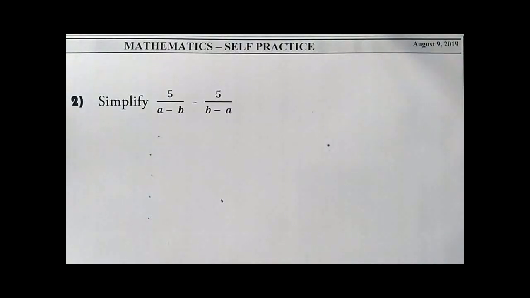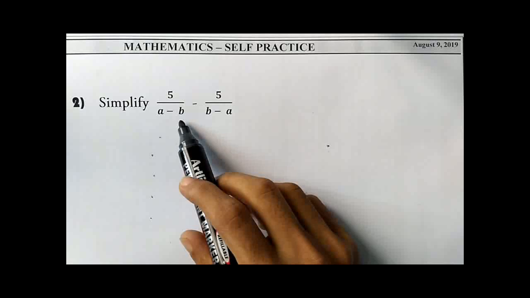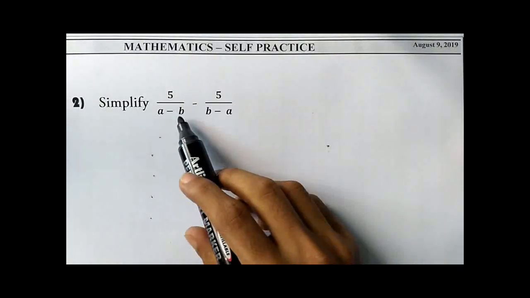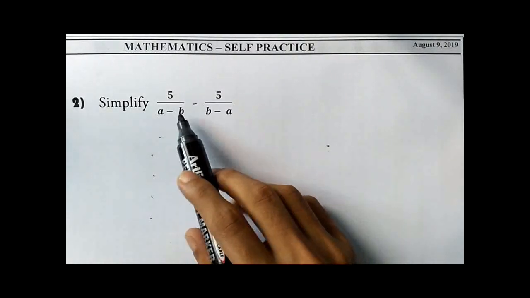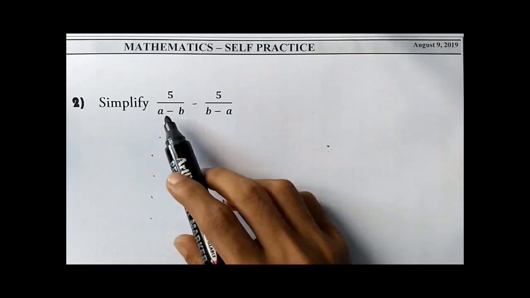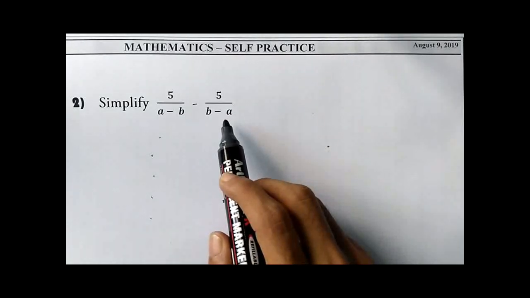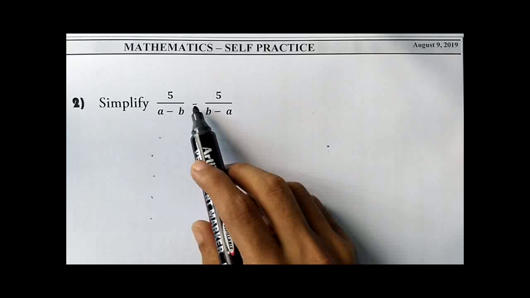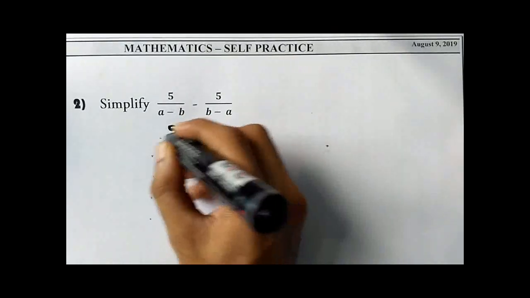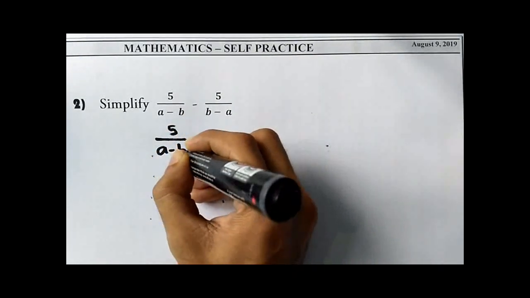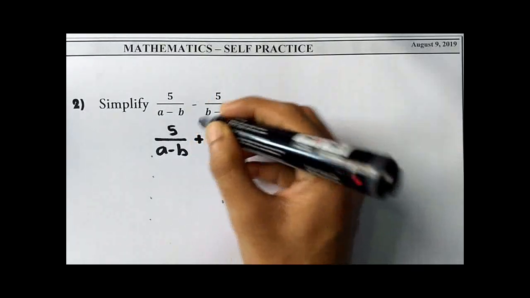Okay, the second one is related to algebraic fractions, and you can see there's a similarity between these two denominators. The terms are the same, a, b, here also b, a, but the signs are a bit different. To make them equal, we have to change this sign. So we'll rewrite 5 over a minus b, and now we'll take this as plus.